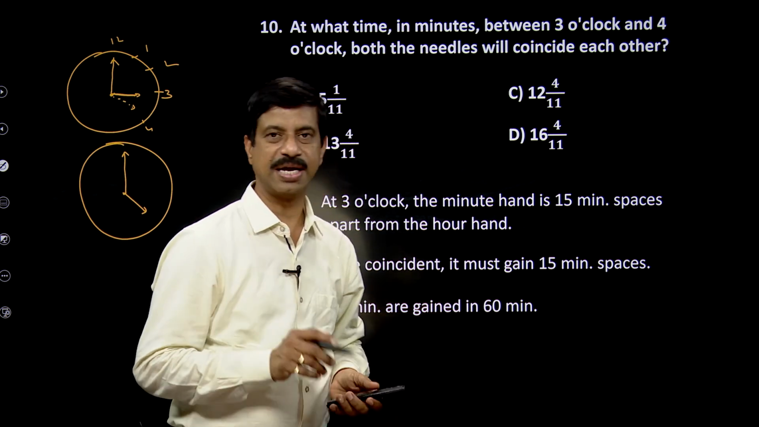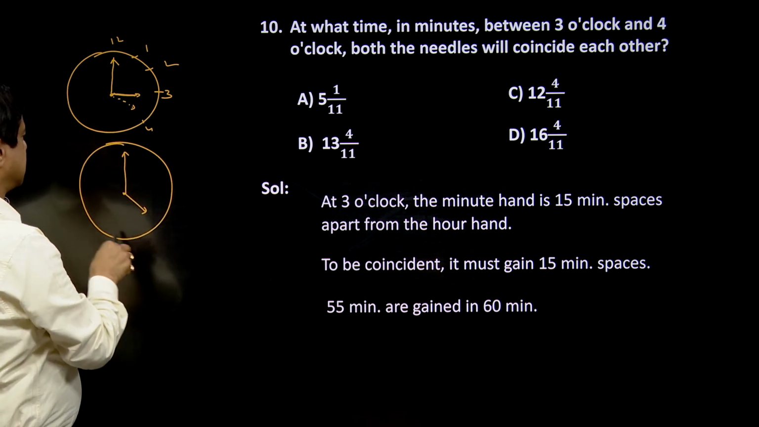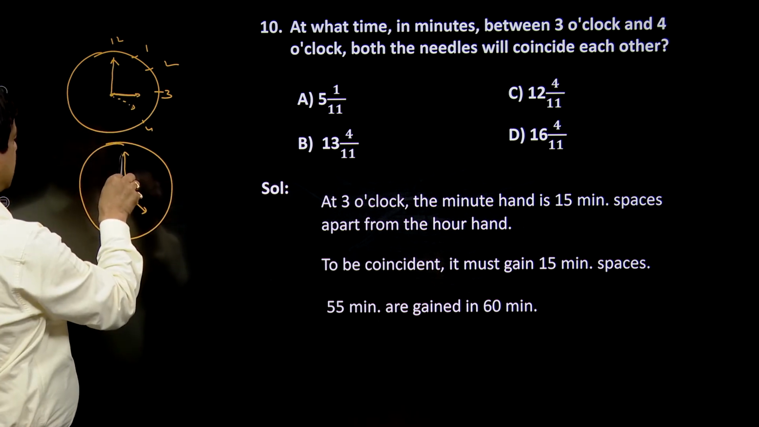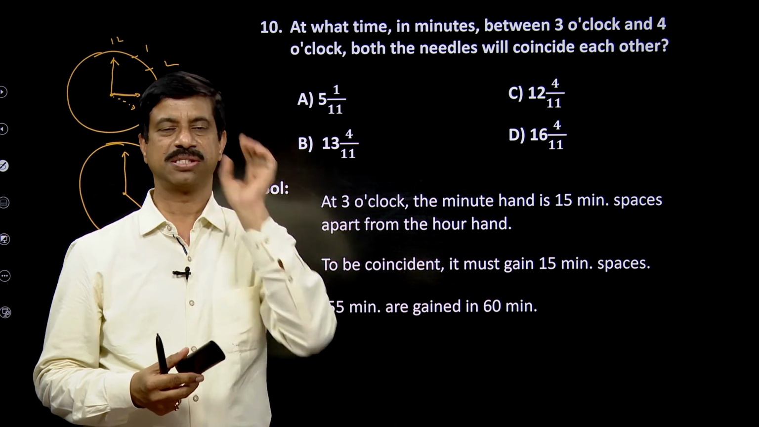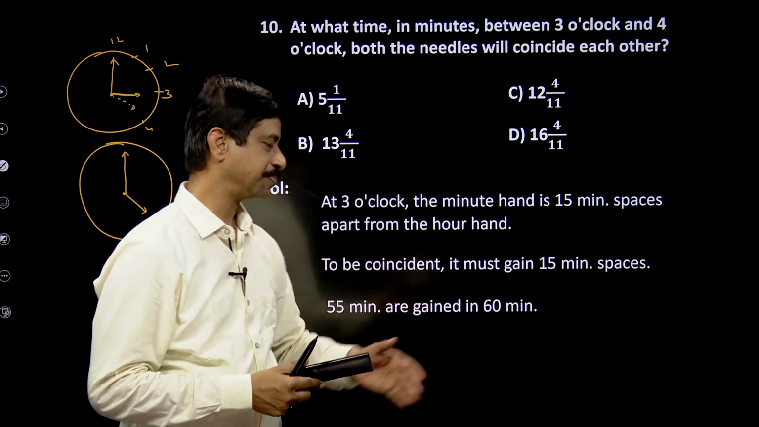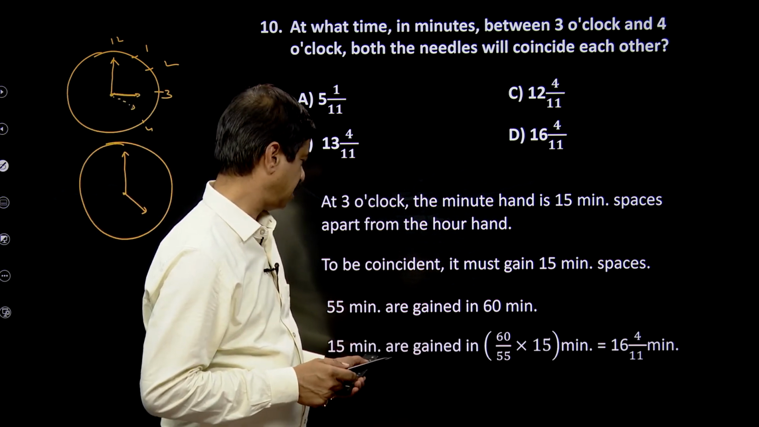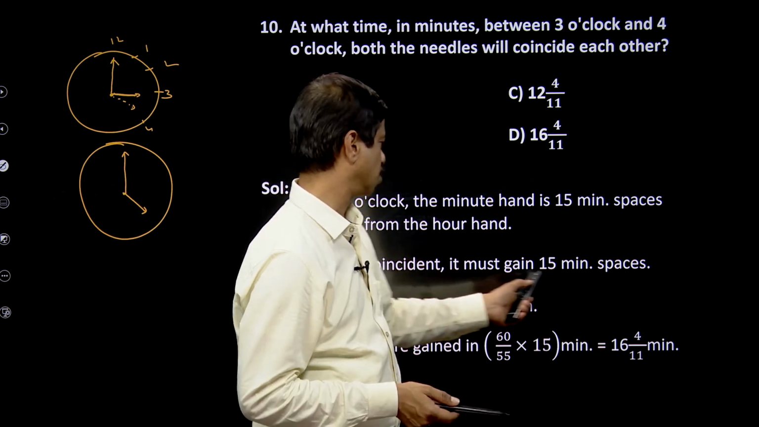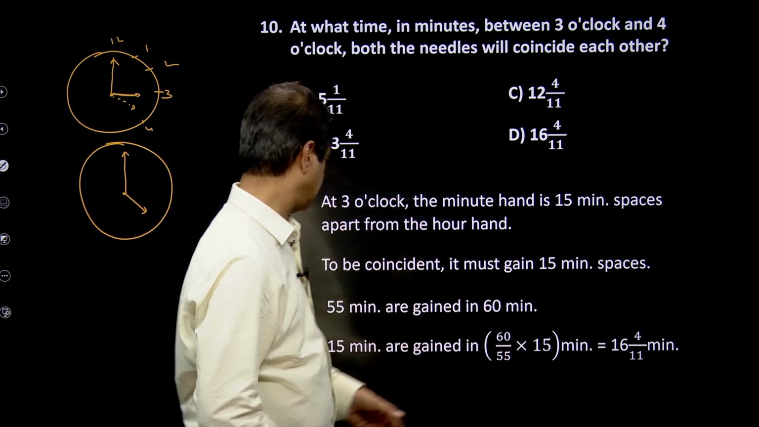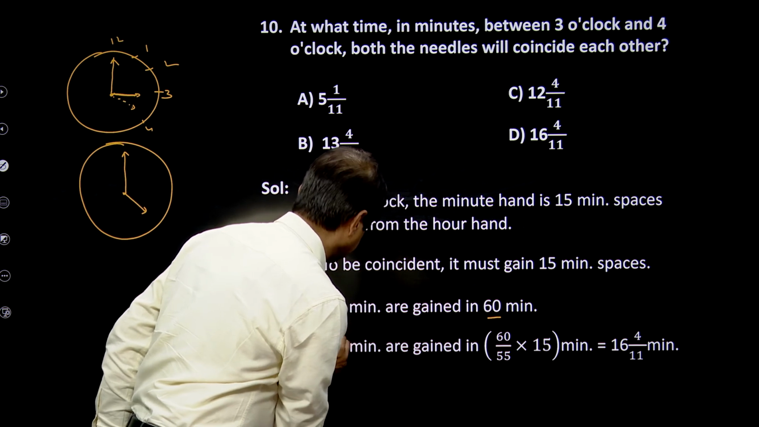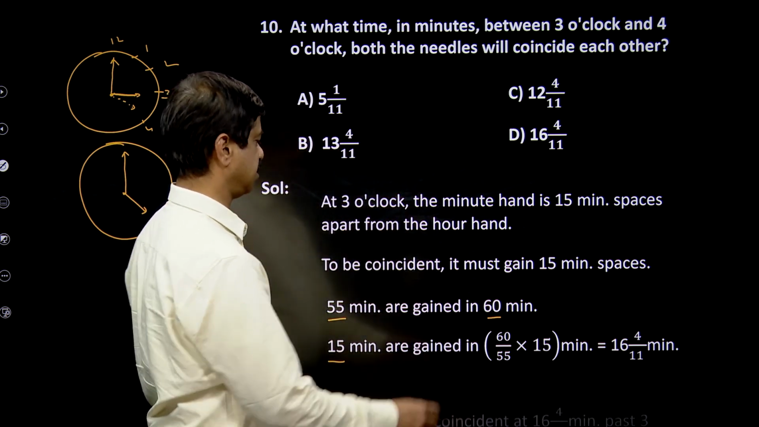So 55 minutes are gained in 60 minutes means the hours needle will travel through 1 hour, 12 to 1 like that, whereas the minutes needle will travel through 60 minutes. So the gain that has been made is 60 minus 5, that is 55 minutes. In 60 minutes, 55 minutes are gained. So 15 minutes are gained in how many? Because you should have the coincidence after again 15 minutes. So this will be nothing but 60 by 55 into 15. So that is 16 4 by 11 minutes.